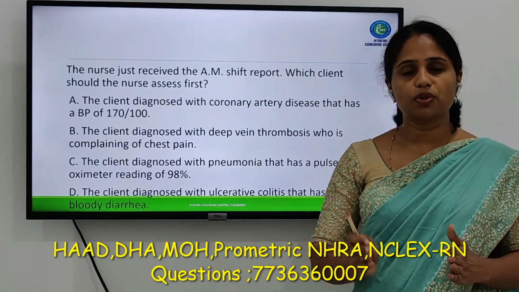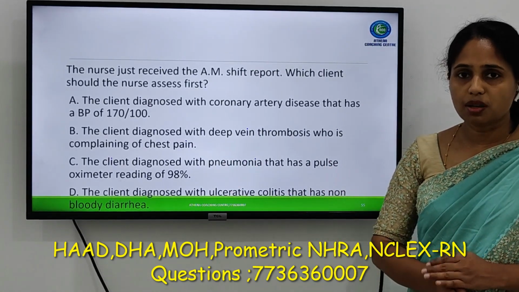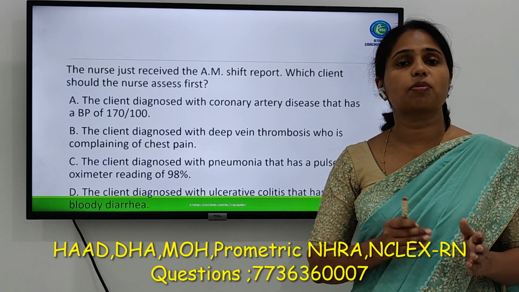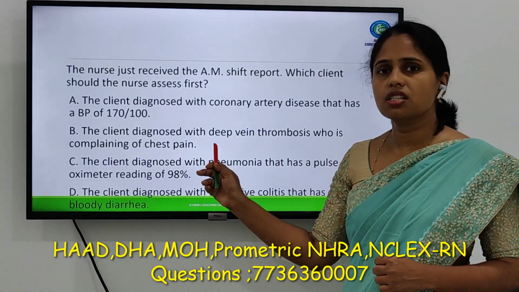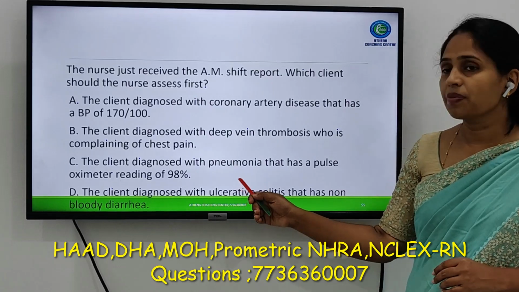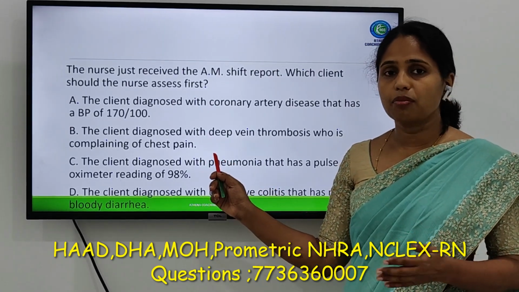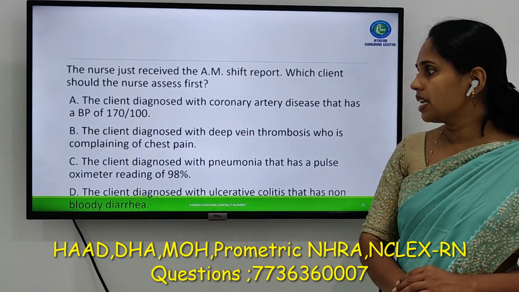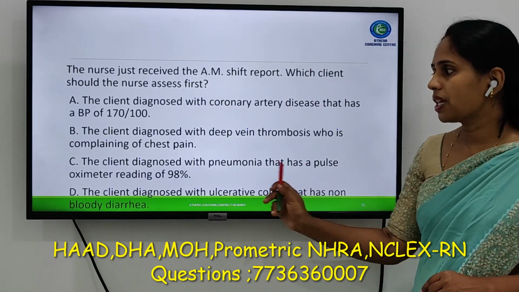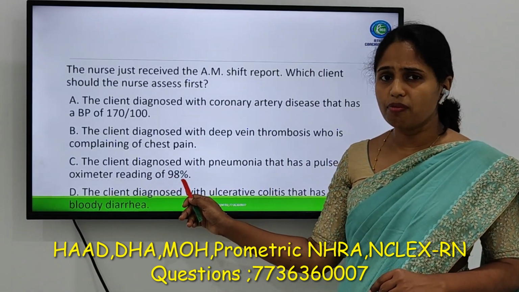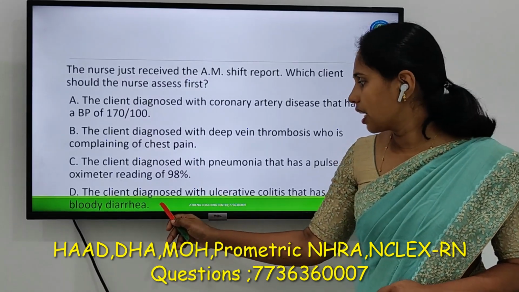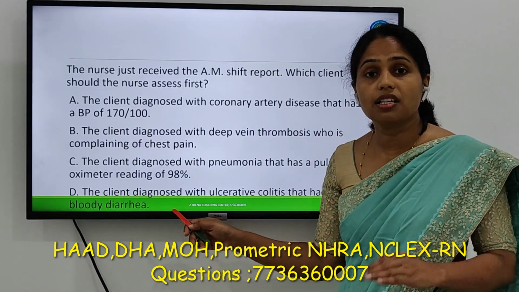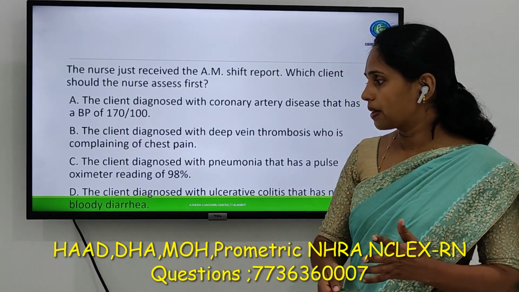See, deep vein thrombosis is a common condition where the patient is immobile, and the complication of deep vein thrombosis could be pulmonary embolism when the patient starts to mobilize. So this has to be assessed first. But you have to make sure that the other 2 options are also wrong. The client diagnosed with pneumonia that has a pulse oximetry reading of 98. This is quite normal, so you can skip this. And a client diagnosed with ulcerative colitis that has non-bloody diarrhea, which is also indicating a problem that is being resolved.